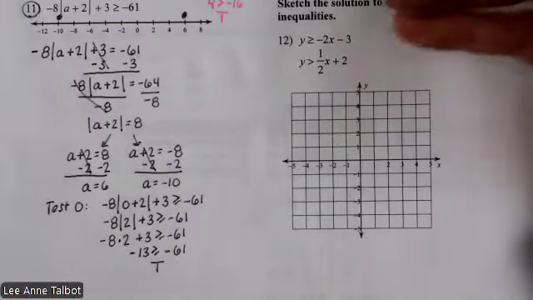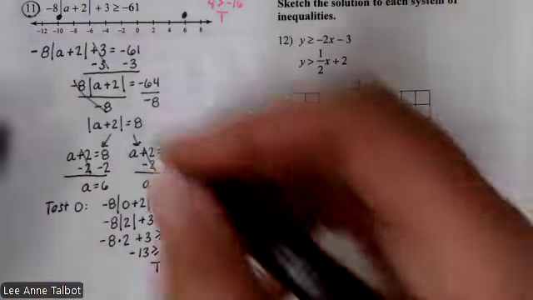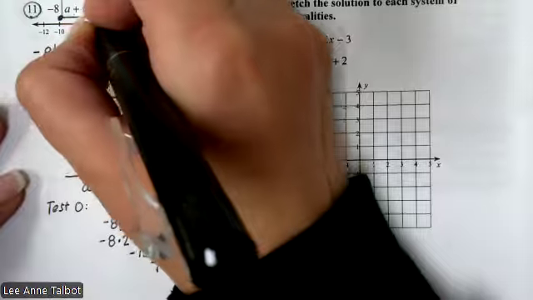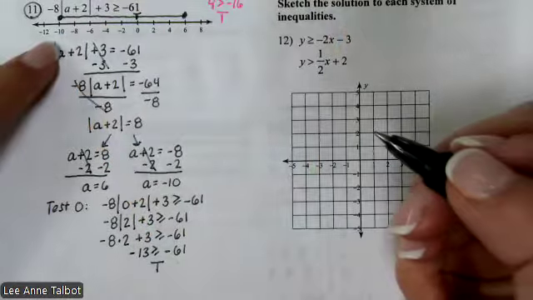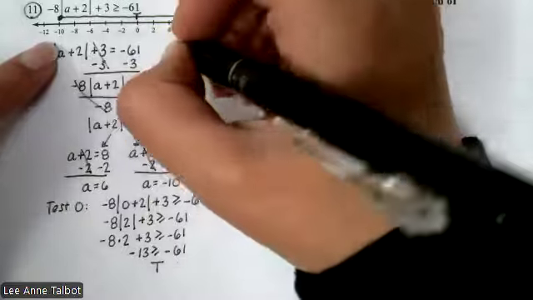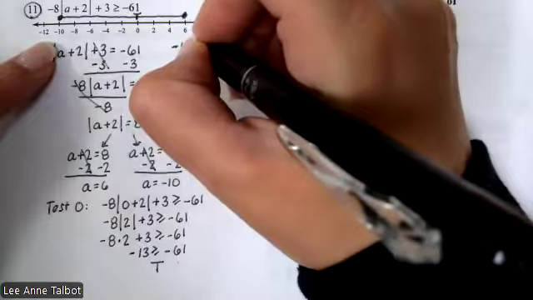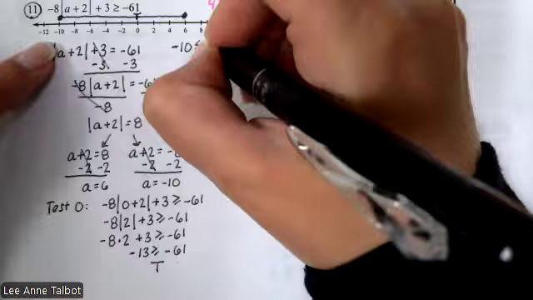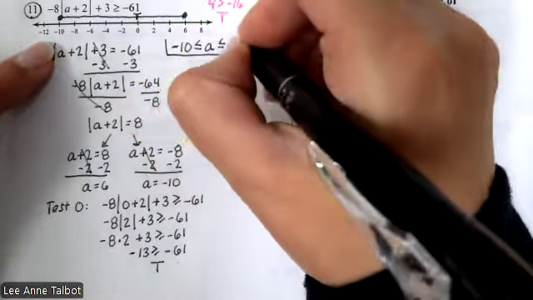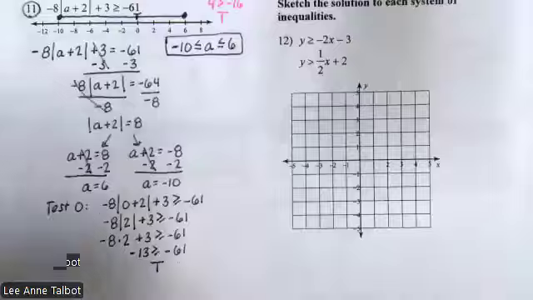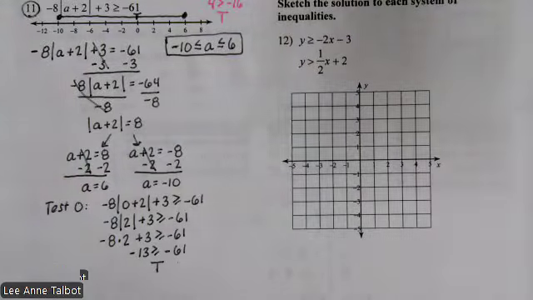I got true. Anyone else get true? Okay, good. Okay, so when it's true, that means the line goes between the dots. And my final answer is -10 is less than or equal to A is less than or equal to 6. And remember, arrows always point left when you have the line going between the dots. Always left. Always left.